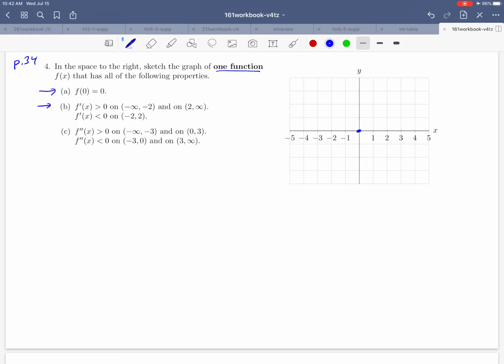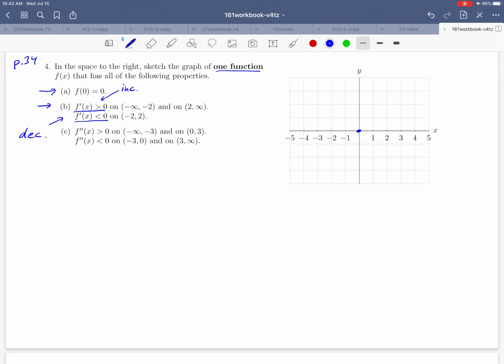Part B is telling us that f prime of x is greater than 0 on two intervals and that it's less than 0 on one interval. So what we have to ask ourselves is, what does it mean graphically to say, for example, that the first derivative of f is positive? Well, that's another way of saying that our function is increasing. And similarly, where the first derivative is less than 0, that's telling us that our function is decreasing.